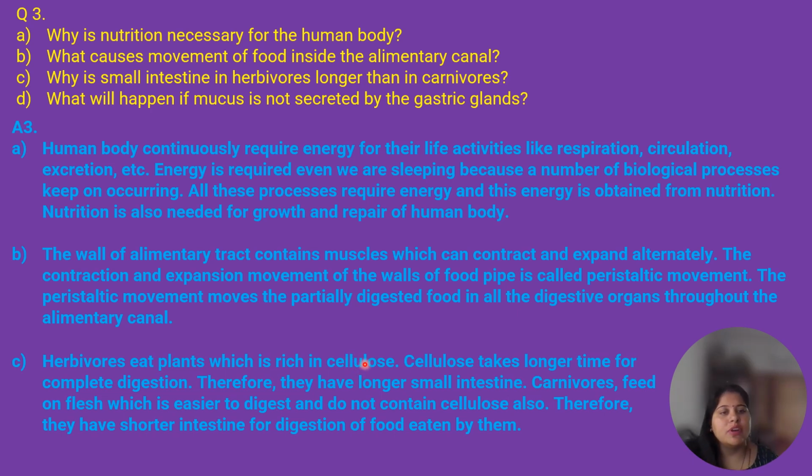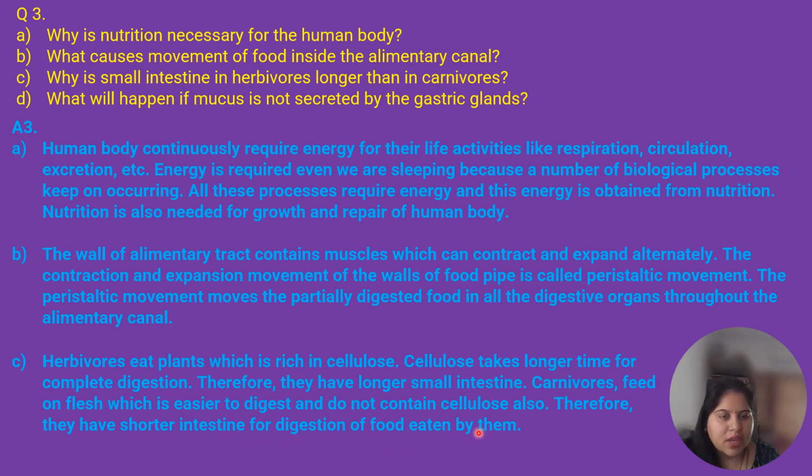As herbivores eat plants and plants are rich in cellulose, and cellulose is a complex substance, cellulose takes a longer time for complete digestion. Therefore, they have a longer small intestine. While the carnivore feeds on flesh, which is easier to digest because flesh generally contains protein, not cellulose. Therefore, they have a shorter intestine for digestion of the food eaten by them.